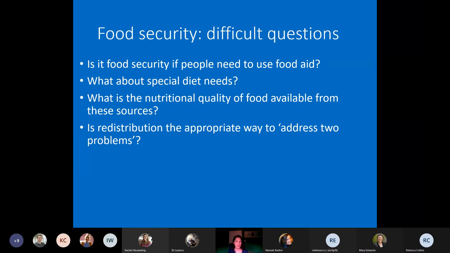What about people with special dietary needs? So gluten-free, vegetarians, anyone with different preferences for the food, that's not going to be met necessarily through the food aid that we have, because you're going to either a surplus food redistribution point, like a food larder, and you can choose some options, or you're going to a food bank. So it's not the best option.